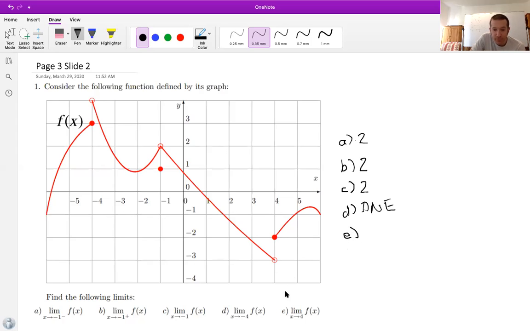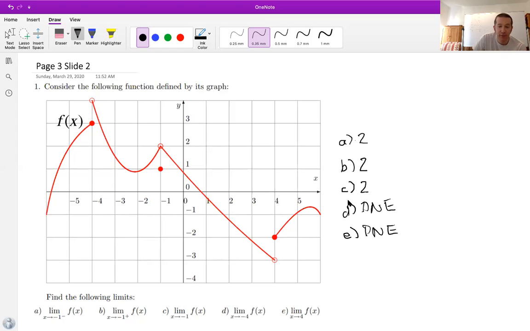All right, last one. Limit as x approaches 4 of f of x. So I approach from the left, and x is approaching 4, and y is approaching -3. As I approach from the right, x is approaching 4, and y is approaching -2. Since those do not agree, -3 is not equal to -2, this limit also does not exist.